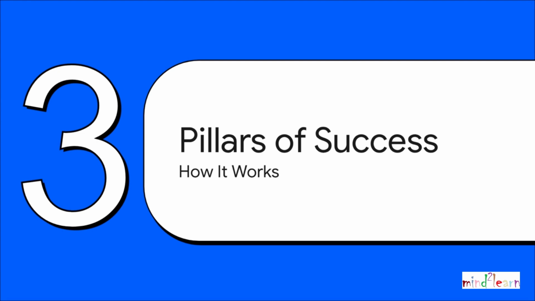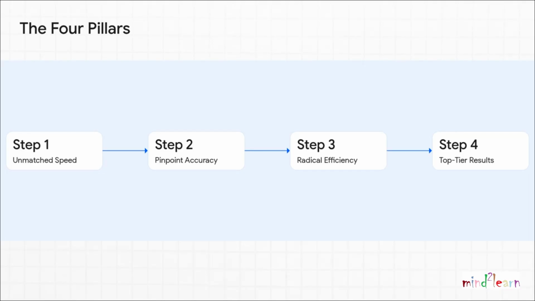So, let's pop the hood and see how this thing actually works. The success of this method seems to be built on 4 really powerful pillars. Let's break them down. Okay, so the 4 pillars are, first, unmatched speed. Second, pinpoint accuracy. Third, what they call radical efficiency. And finally, the one that really matters, top-tier results. Let's look at the proof behind each one.